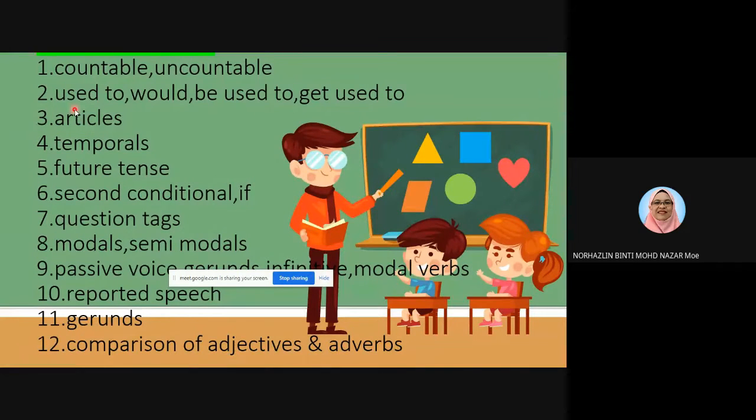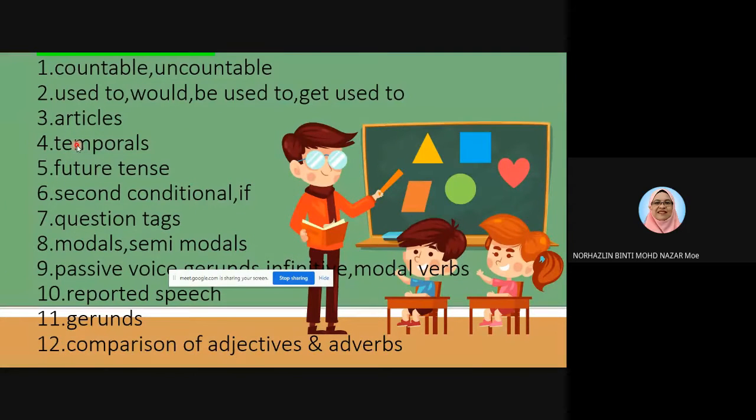Next, remember how to use "used to" and when to use "would". When to use "be used to" and also "get used to". What is the difference between be used to and get used to? You're going to learn this with me and with your English teacher this year. Then refresh the usage of articles. What are the rules when we use a and the, or no need to use any of these three articles?